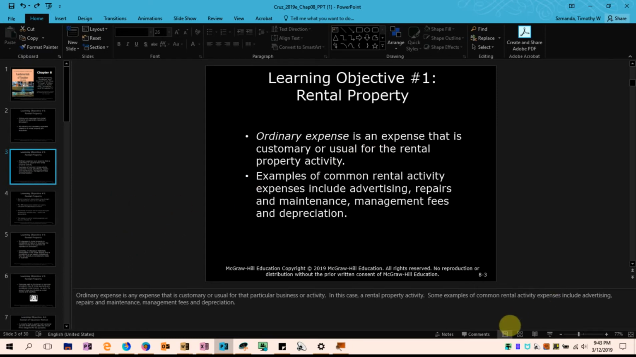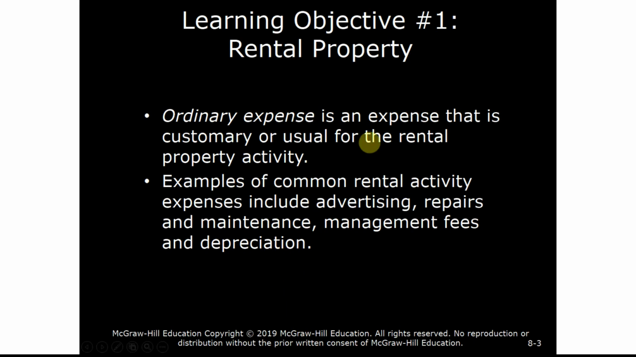So we've talked in the past about what ordinary expenses are, and they relate to customary and usual expenses that are designed to generate rental income. Examples of rental activity expenses given are advertising, repairs, and maintenance, management fees, depreciation. It's important to note that the order in which these expenses are listed is important, and we'll talk a little bit about that later.